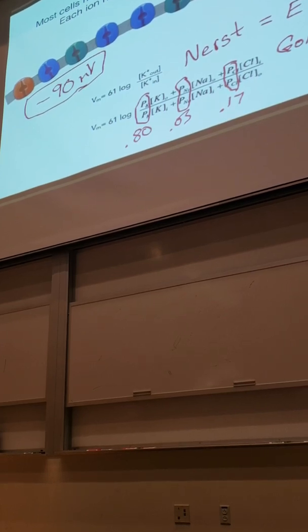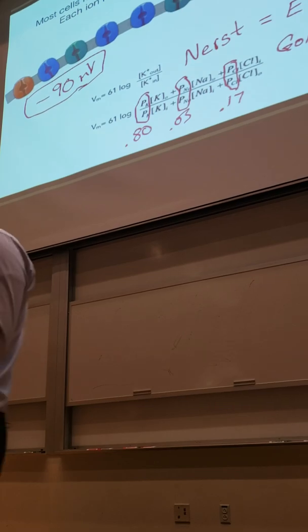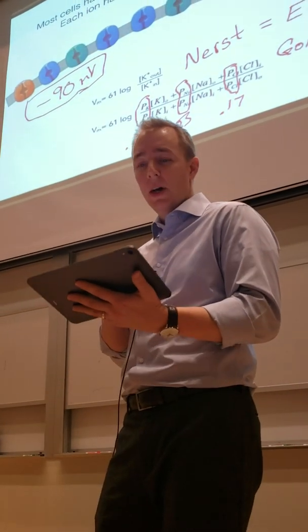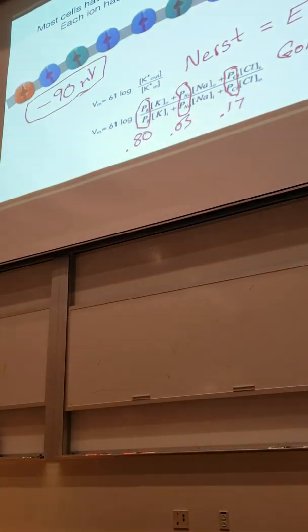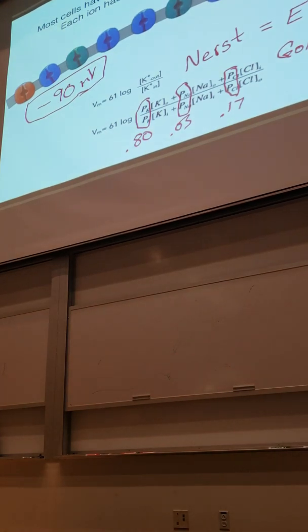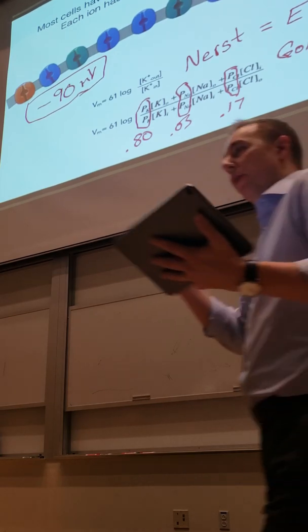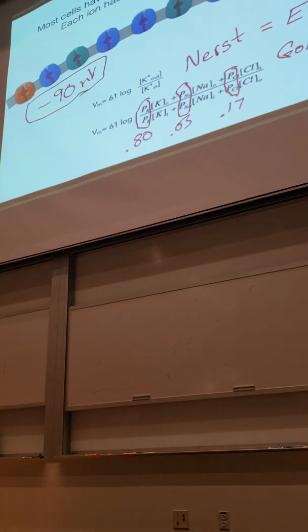Where did the 61 come from? Like, how did they figure out... I don't see the equation. 61 log. Oh, the 61 is the combination of those constants. I just simplified. We don't need to worry about temperature or that other garbage.